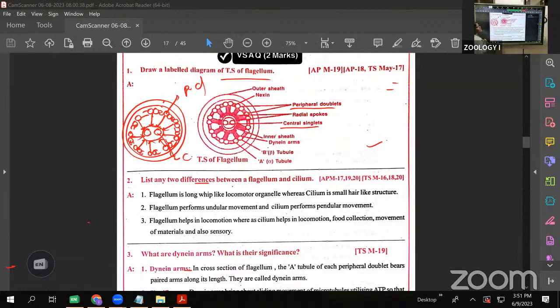The central singlets, and the inner sheath. This one is called the inner sheath, present on the inner side, that's why inner sheath. The outer sheath. Here, the matrix, nexin: between the dynein arms, the thread-like structure that is present we call nexin. And the radial spokes, these arrow marks, you write as radial spokes.